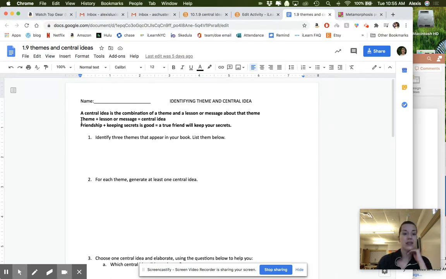If we had the theme of ambition, so that's like going after what we want, and our lesson or our message was being willing to take risks, then maybe our central idea would be like sometimes we need to take risks in order to achieve what we want. And we could apply that to a bunch of the things that we read last year.